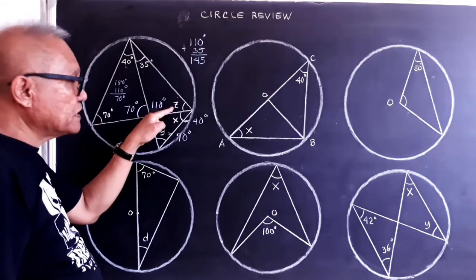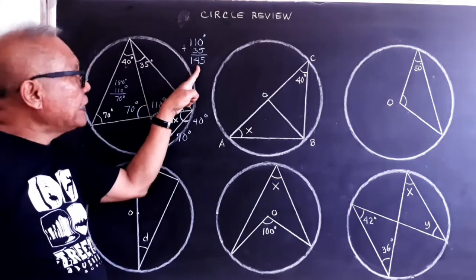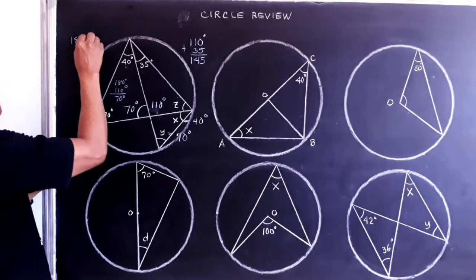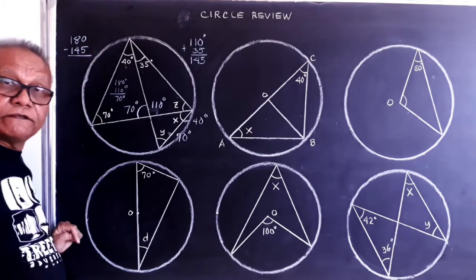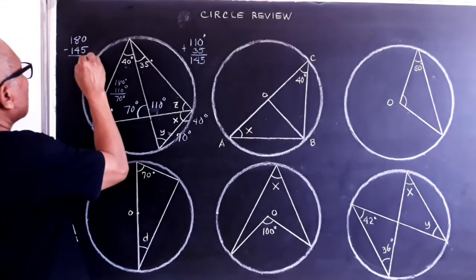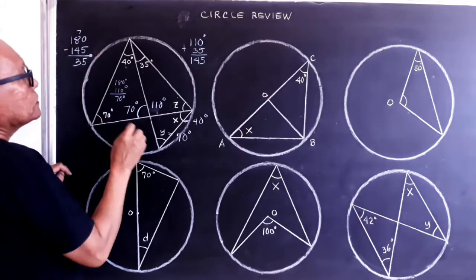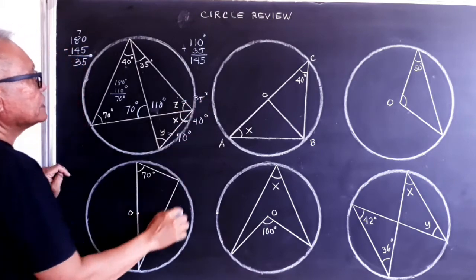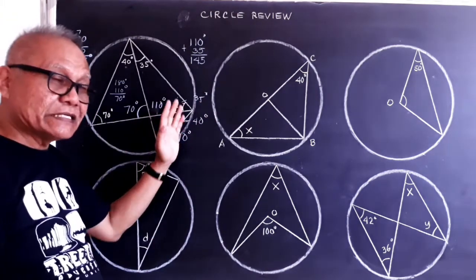Now how do you find the z? We subtract this from 180 degrees. So let us do that one here. 180 minus 145. So we have 5 here, we have 7 minus 4. So this one is 35 degrees also. So we have x, y, and z.